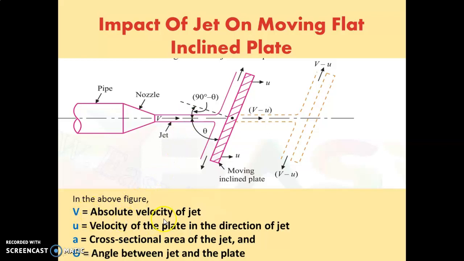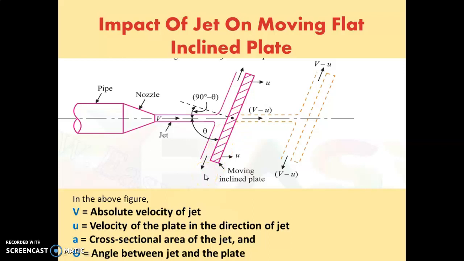Now let V be the absolute velocity of the jet, let u be the velocity of the plate in the direction of the jet. This is u, it is the velocity of plate in the direction of jet, and capital V is the absolute velocity of the jet. Let A be the cross sectional area of the jet, and let theta be the angle between the jet and the plate.